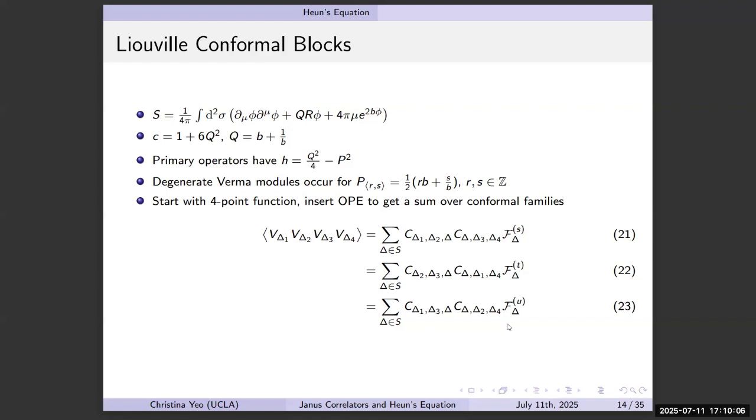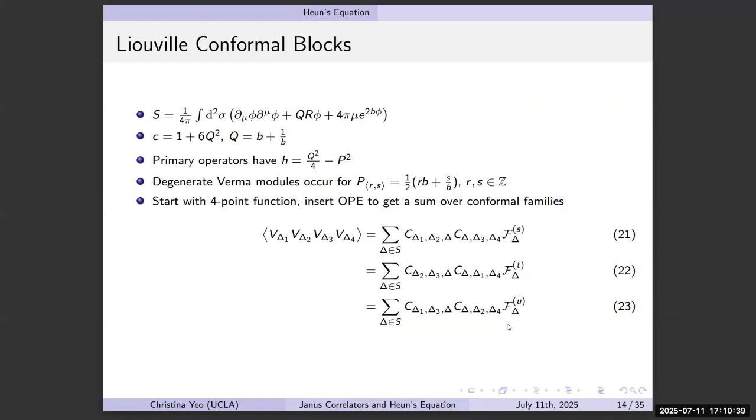The central charge here is parameterized by the background charge, and the background charge is related to the coupling in this way. Primary operators have this conformal weight, and we want to look at null states, so we're looking for degenerate Verma modules. They occur for this discrete set of momenta parameterized by two integers, r and s. And to get the quantity that we want using this correspondence, we're going to start with the 4-point function, and then we're later going to insert a degenerate operator.